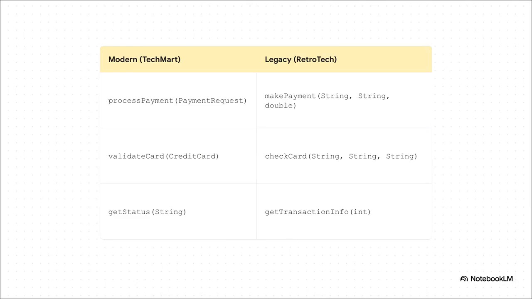Okay, so this slide really gets to the core of the problem. You see on the left, Maya's modern system is all neat and tidy. It uses these clean objects like payment request. But on the right, well, the legacy system is expecting a messy jumble of separate strings and numbers. They're trying to do the same thing, but they are speaking completely different languages.